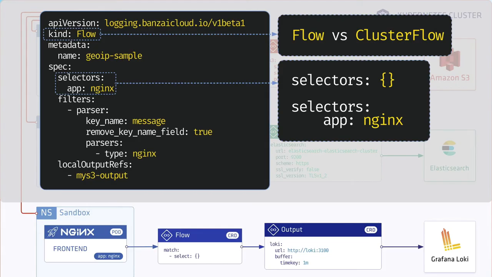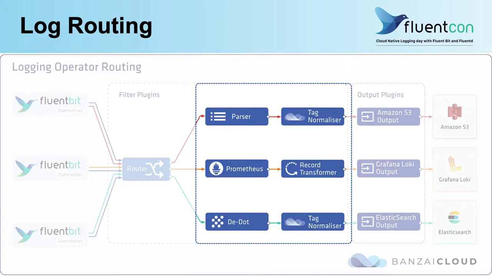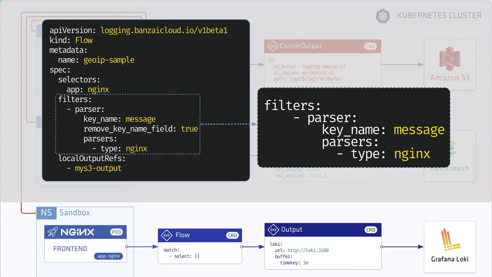So how is this represented in the custom resource? A flow defines a logging flow. You have two options: use a flow definition with a namespace or a cluster flow across namespaces. In a flow, you can use Kubernetes-like label selectors to select the relevant logs. Empty selectors mean all pods within a namespace or within a cluster. After selecting the relevant logs, you can apply Fluentd filters on them. In the custom resource, you can define several individual filters in order. Typical examples are parsers, Prometheus metric exporter, or GeoIP filter.